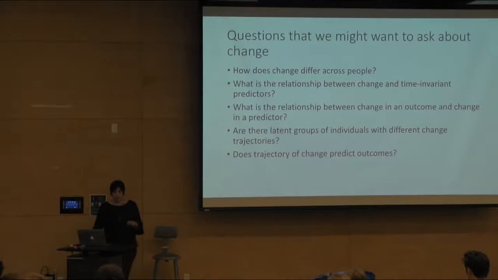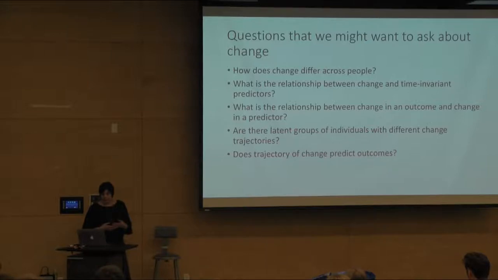So we can think about how change differs across people, what the relationship is between change and some sort of time invariant predictors. But we might also want to look at what is the relationship between change in an outcome and change in a predictor. So for example, one of the things that I'm looking at a lot is change in cognition associated with change in, say, functional connectivity within some particular set of networks across time as people age with a neurodegenerative disease or not.